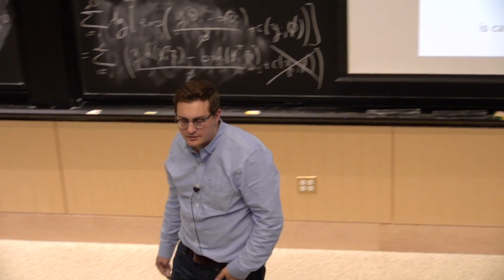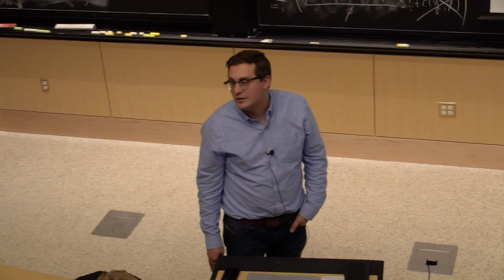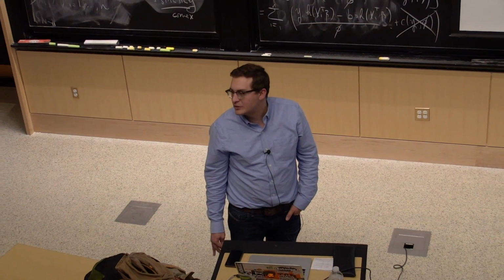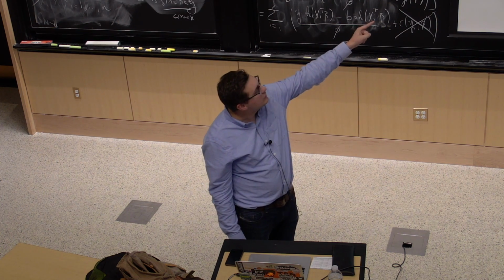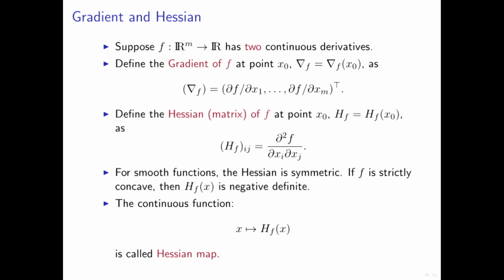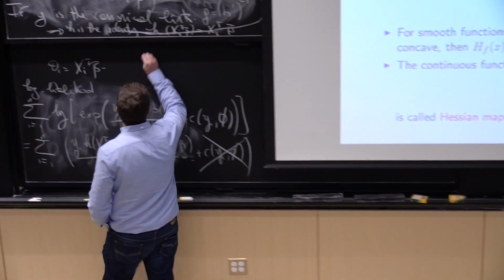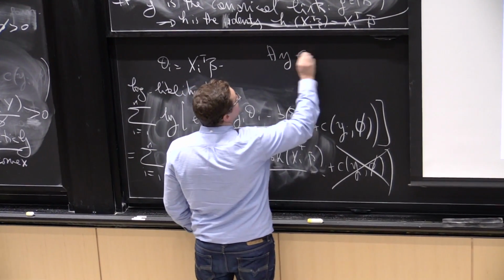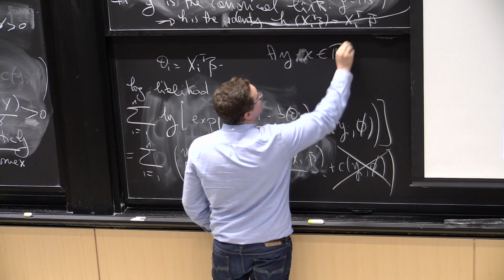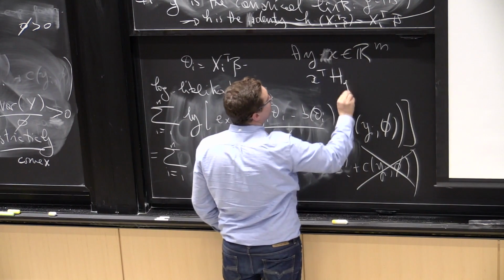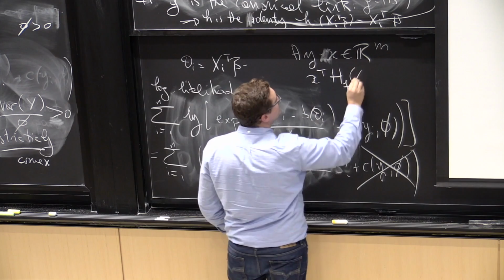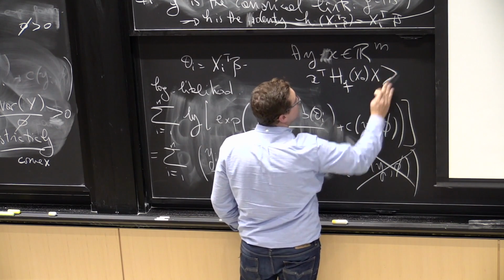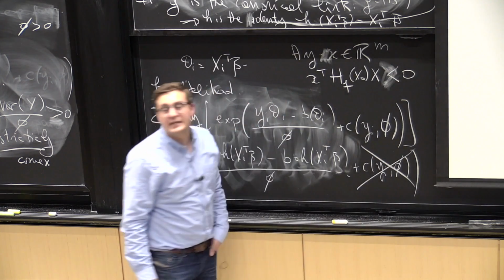This is just multivariable calculus. But really the point here is that maybe the notation is slightly different because I want to keep track of f. So when I write gradient, I write nabla sub f. And when I write Hessian, I write nabla sub h sub f. And as I said, if f is strictly concave, then h_f of x is negative definite. What it means is that if I take any x in R^m, then x transpose h_f x, for any x not 0, is actually strictly negative. That's what it means to be negative definite.